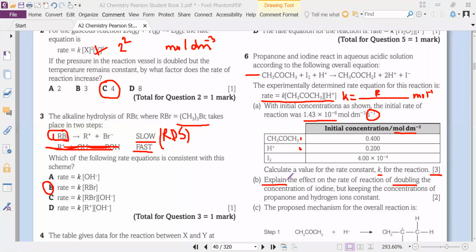And what Labiba is saying is also fine. It is not included in the rate equation. Why is it not included in the rate equation? Because it is zero order, right?